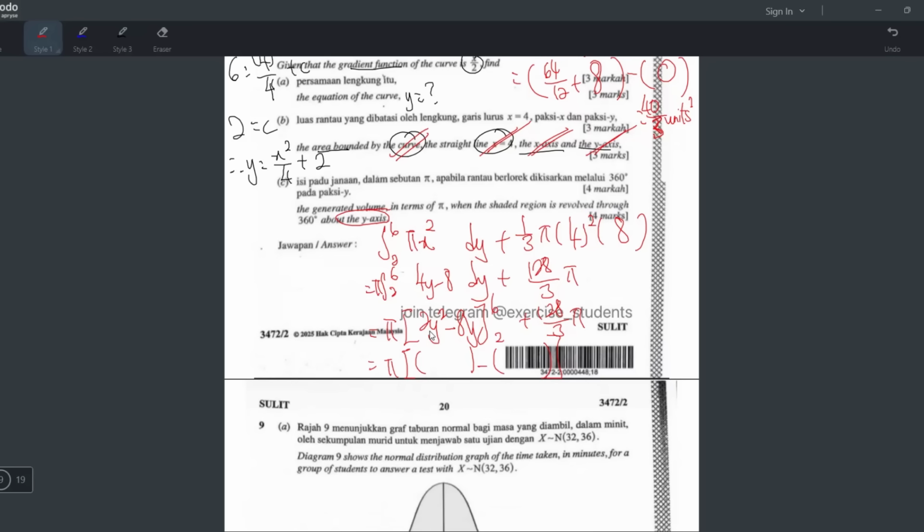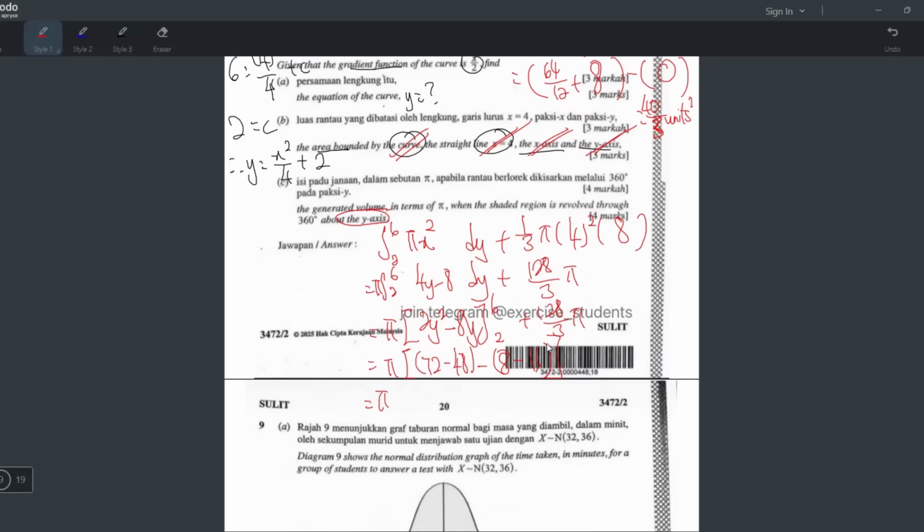Sub 6 first. 6 squared times 2, I think it's 72, yes, because 36 times 2, right? And then minus 8 times 6 is 48. Now sub 2, 2 squared is 4, 4 times 2 is 8. And then minus 8 times 2 is 16. Now for the next part, 72 minus 48, and then minus 8 minus 16.